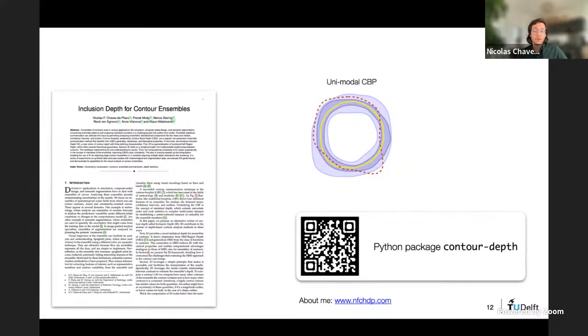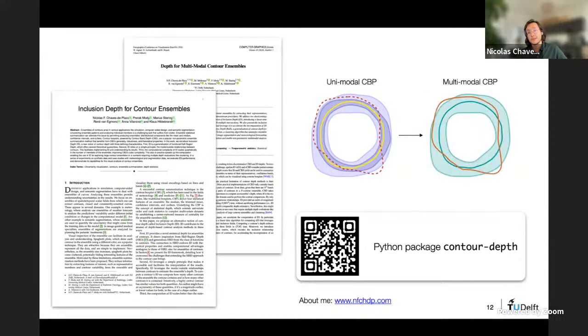Actually, depths can be used for other things, which we already showed earlier this year in EuroVis, where we applied the contour depth framework to detect different modes of variation in contour ensembles, which serves to create things like this multimodal contour box plot. But you can also use it in other contexts like regression and clustering.